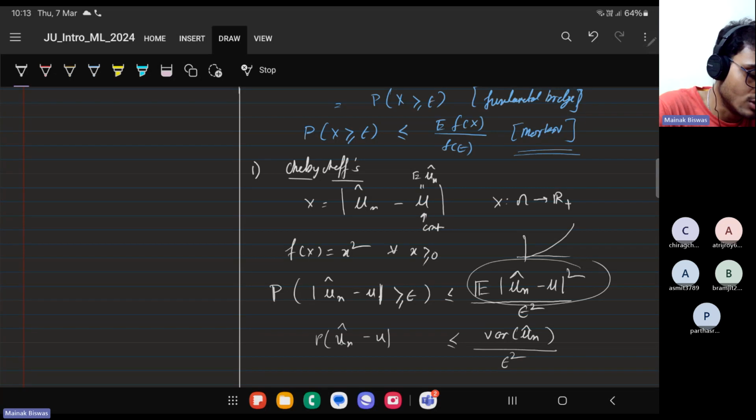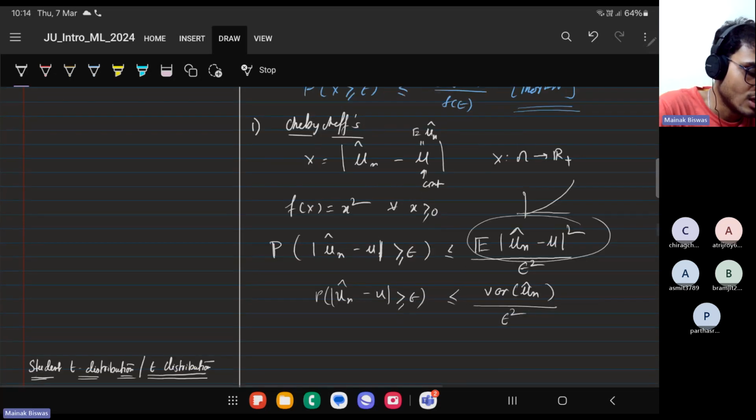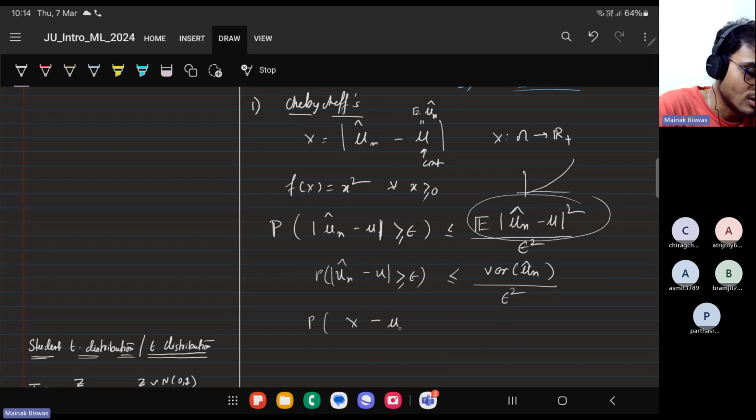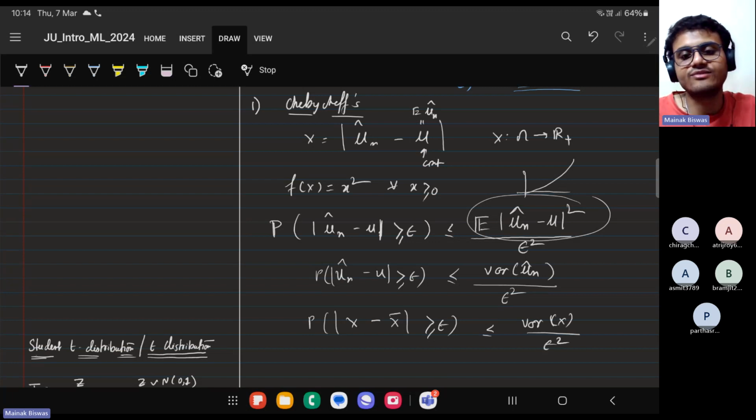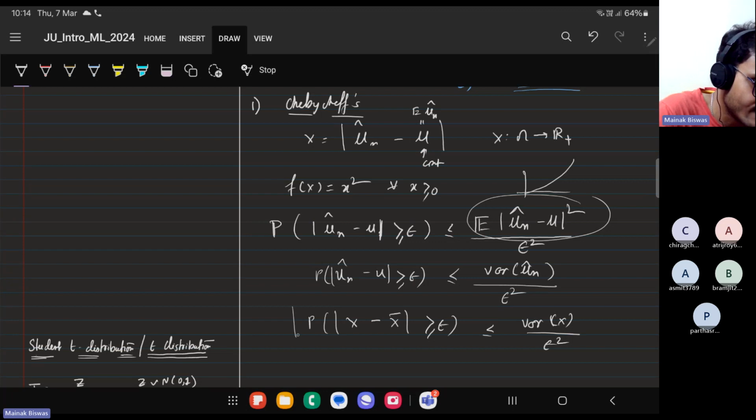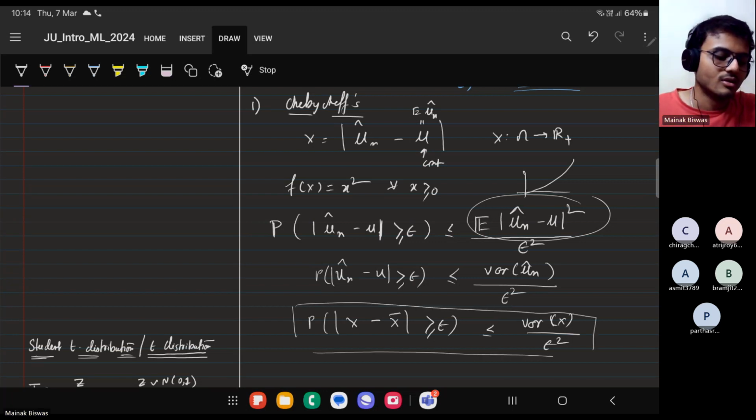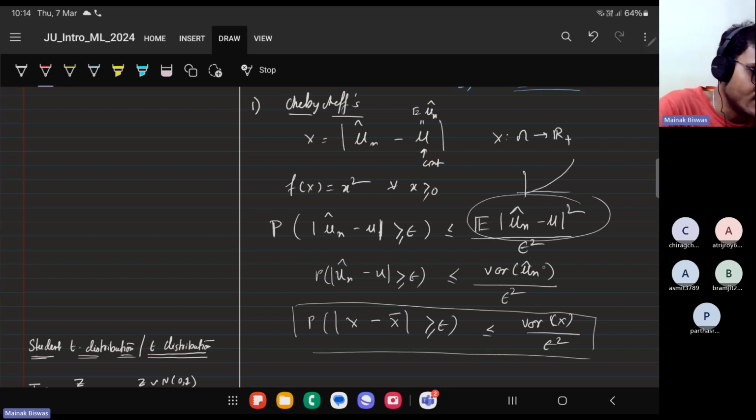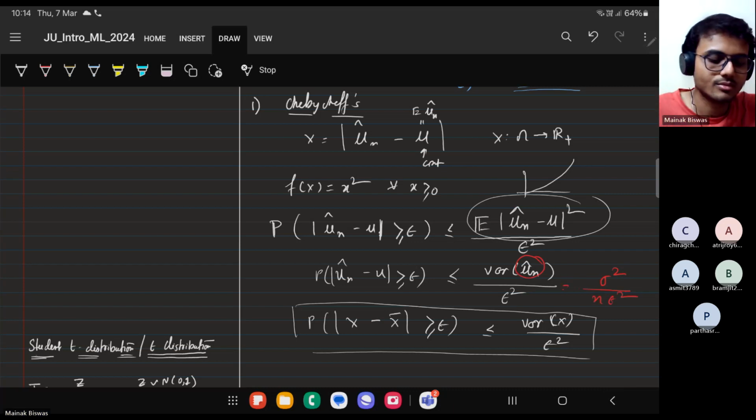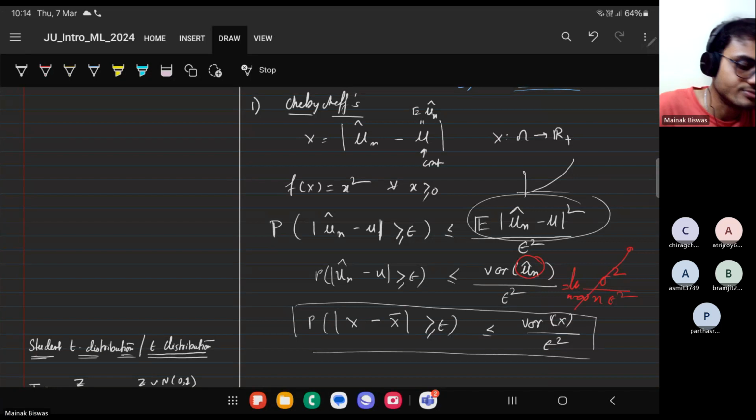It is true for any random variable though. In general, you will have probability of x minus x cap greater than epsilon is less than or equal to variance of x. This is why I was telling in the first class why variance is important. How far x can vary from its mean can be defined by this inequality, right? So now what is the variance of mu n? We define sigma square by n epsilon square, we'll get, right? I put limit n tends to infinity, this goes to 0.